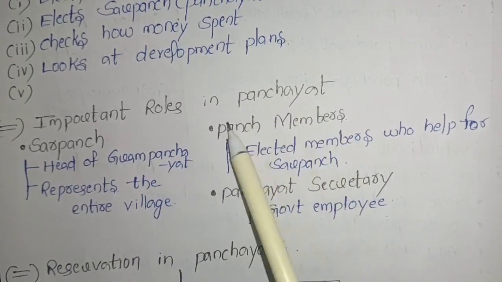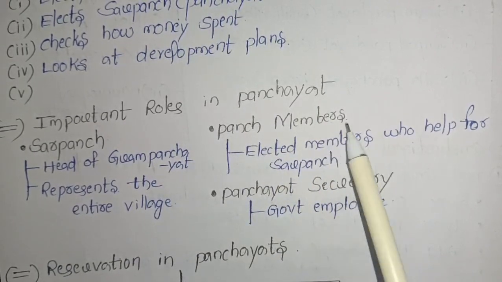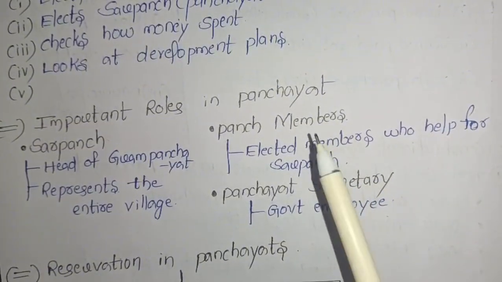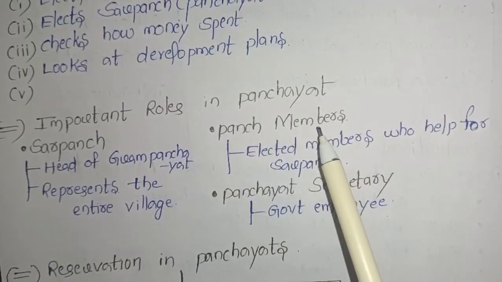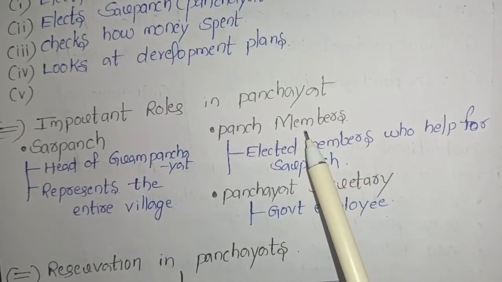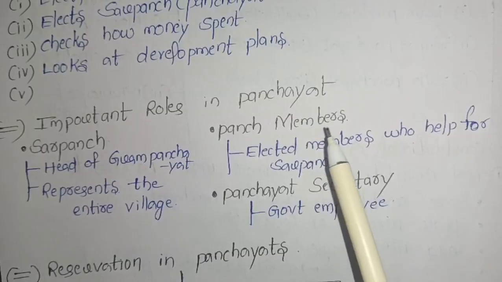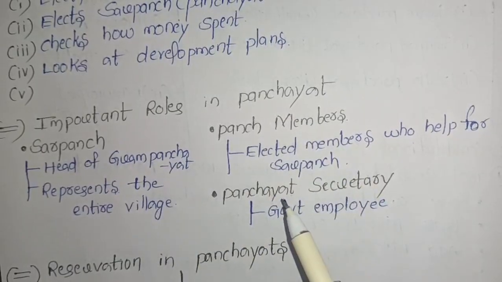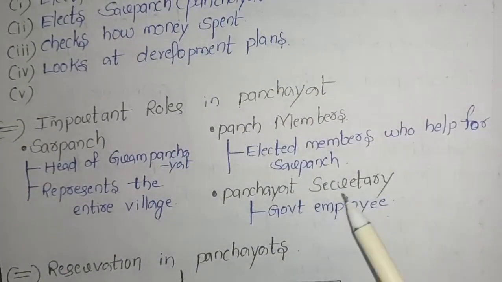Next the important role is panchayat members. These panchayat members are elected members who help the sarpanch. They are nothing but ward members. You all know, for every ward there will be a ward member. Here people only vote for the sarpanch and ward members. The next one is Panchayat Secretary.